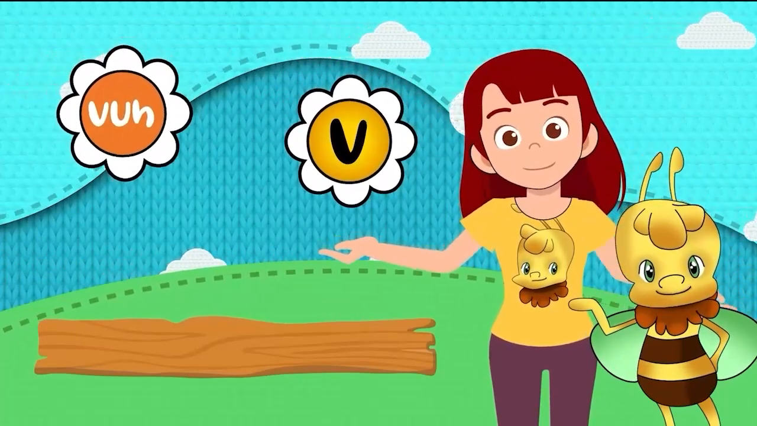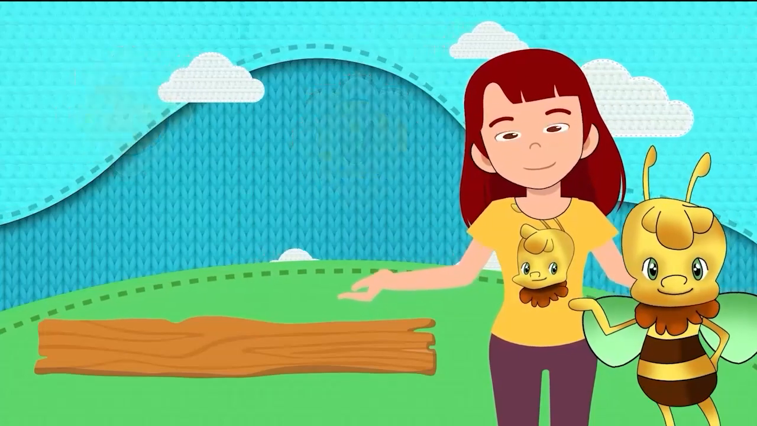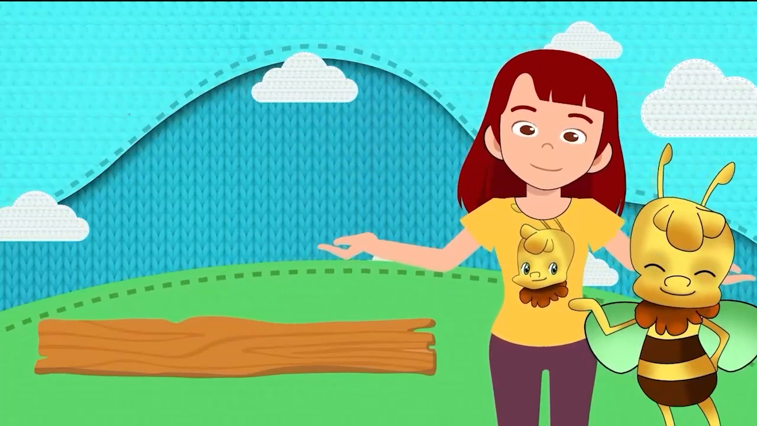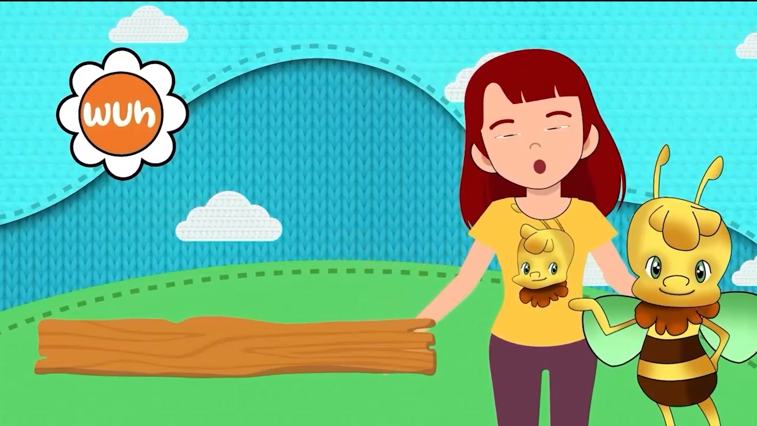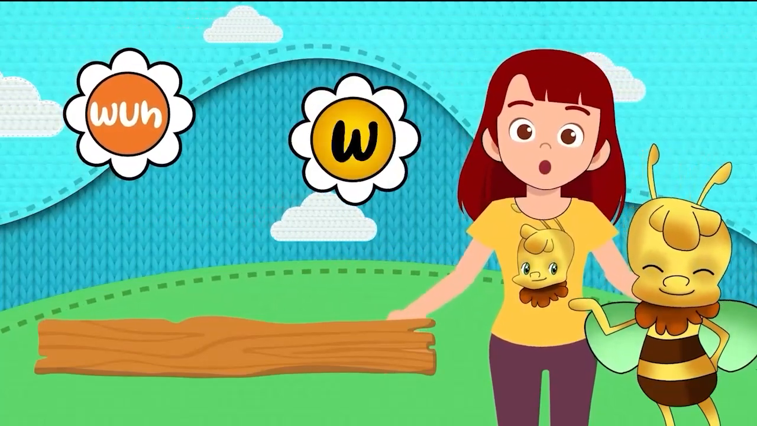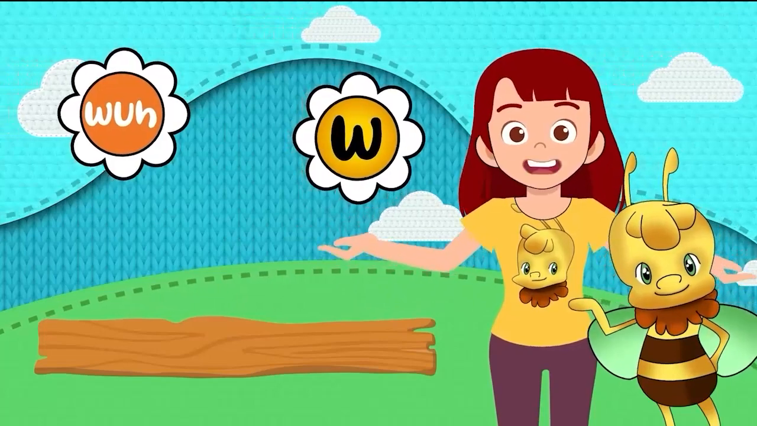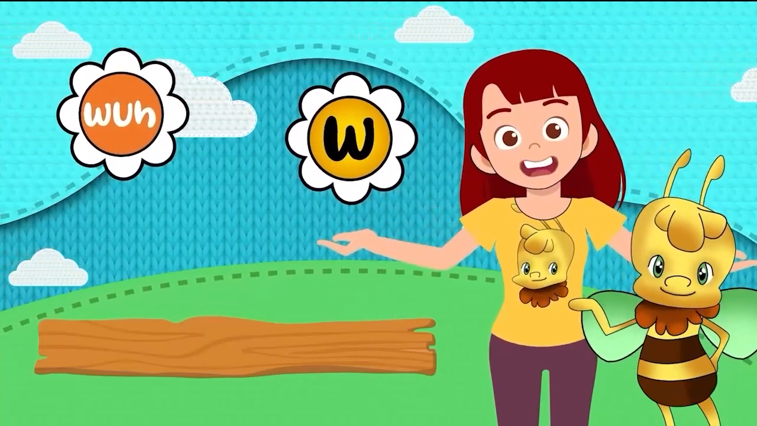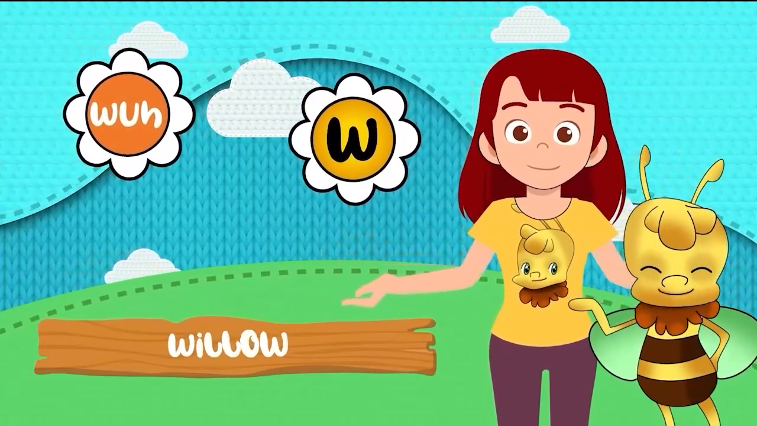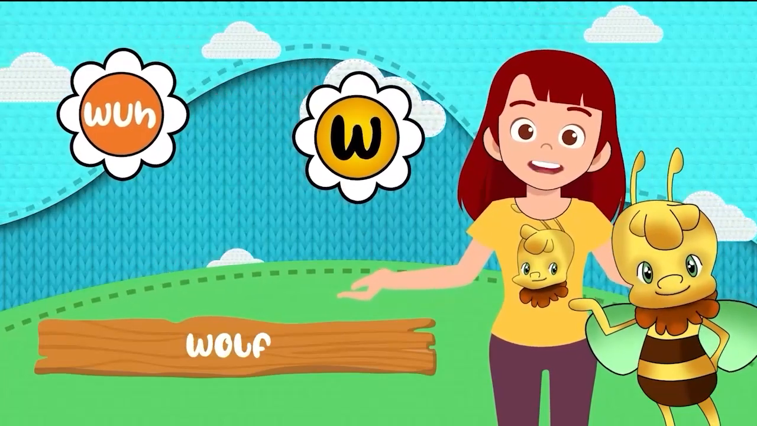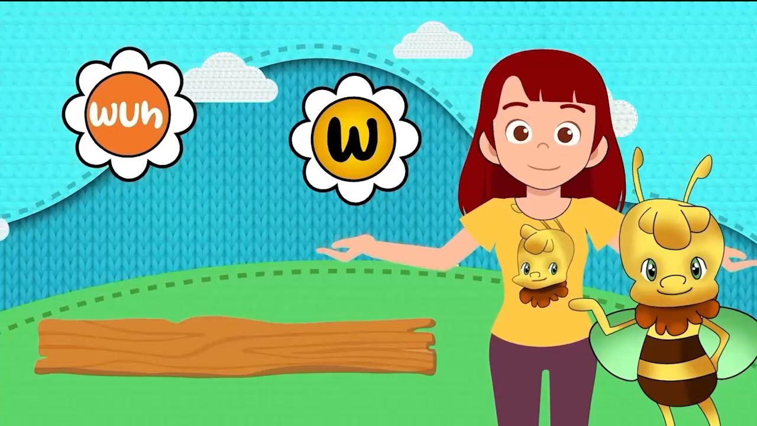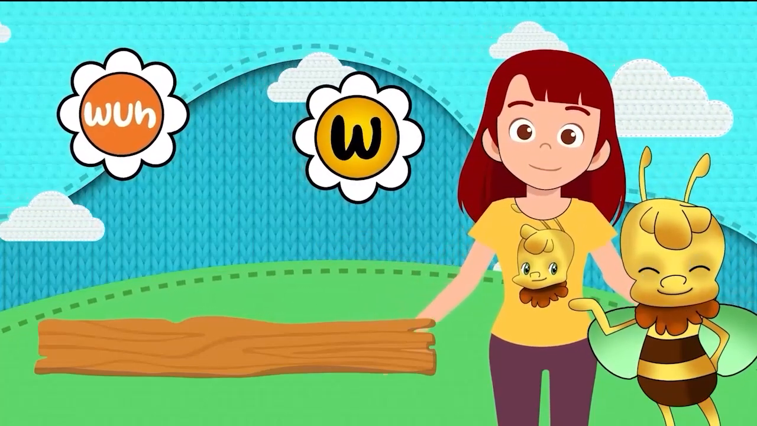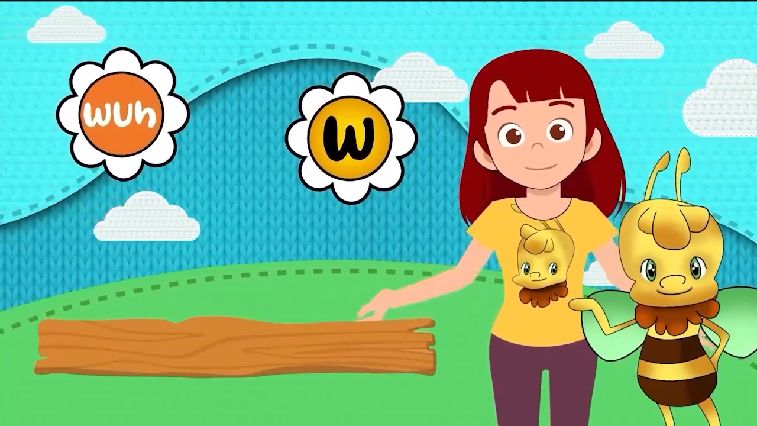V. Very good. The last word to recap is W. We get the sound W from the letter W. We use the sound W to say words like wasp, willow, and wolf. Practice saying it again. W. Wonderful! Let's say it again.